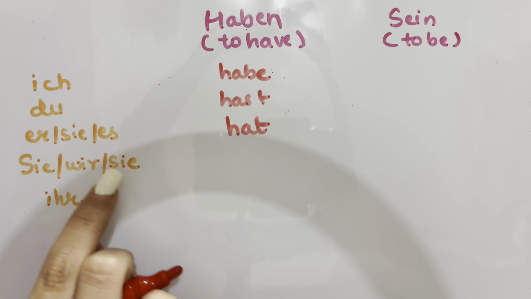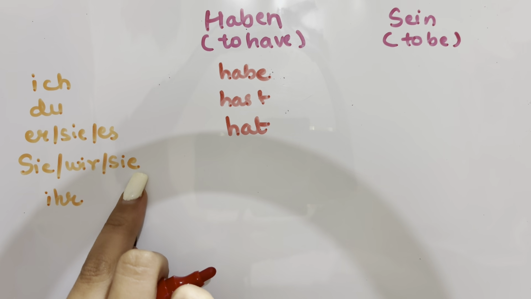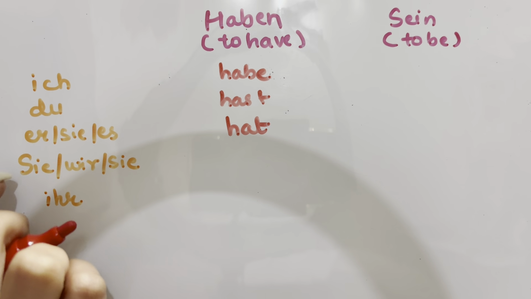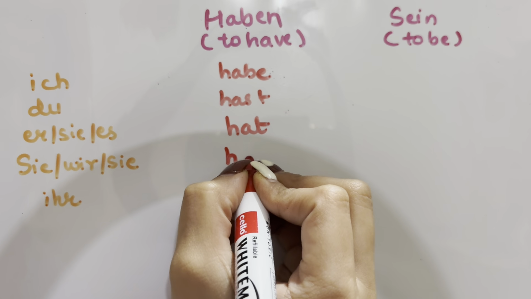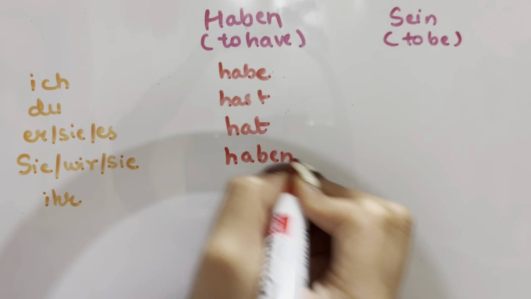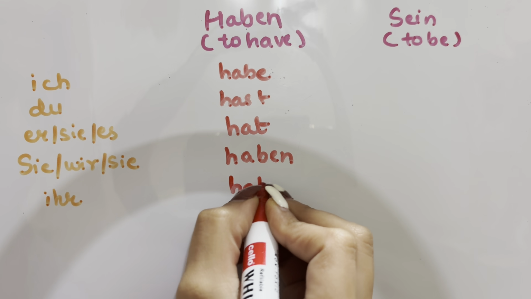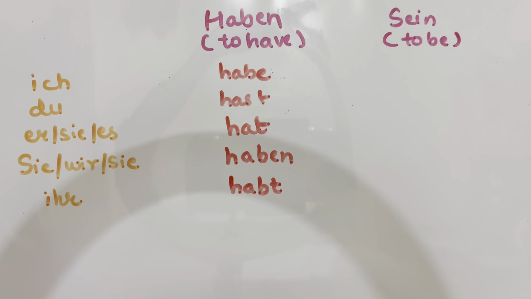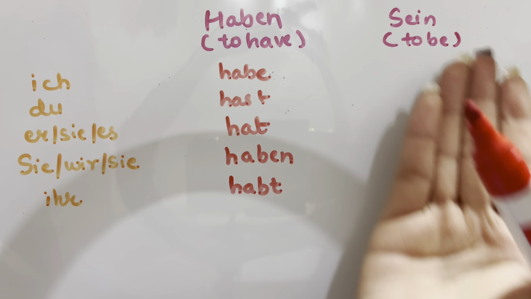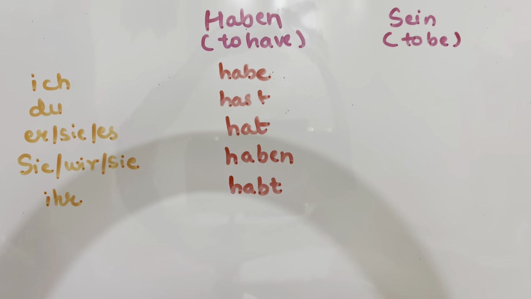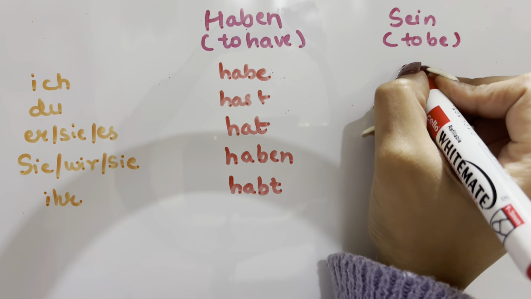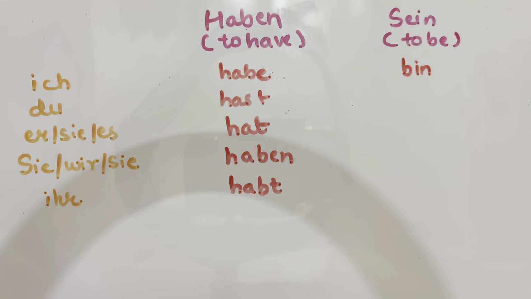Then wir, that is we, and sie, which means they. It is a small s and a capital S. All have haben. And ihr, which means you all, it is habt. Now let us have a look at sein, which means to be. So ich bin. You know how we say ich bin Suhana? Yeah, same way.